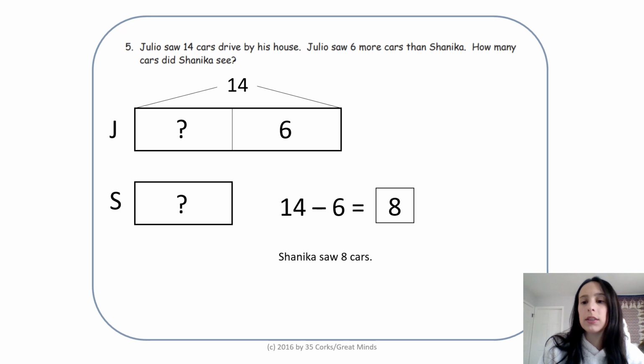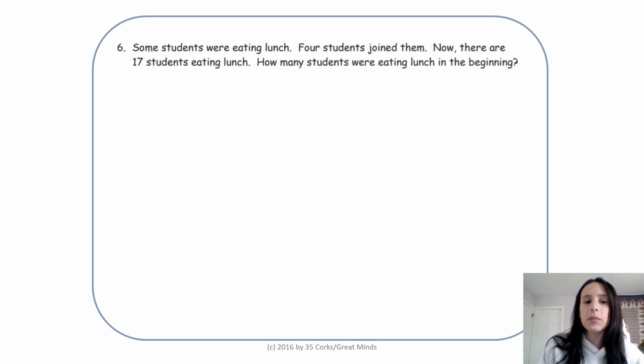All right, we're moving on to our last problem. Some students were eating lunch. 4 students joined them. Now there are 17 students eating lunch. How many students were eating lunch in the beginning?